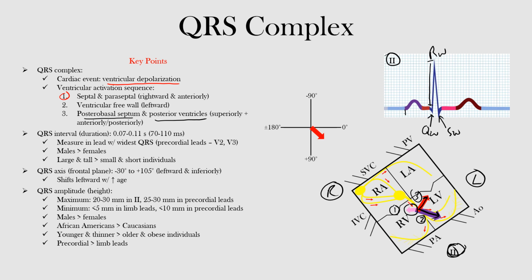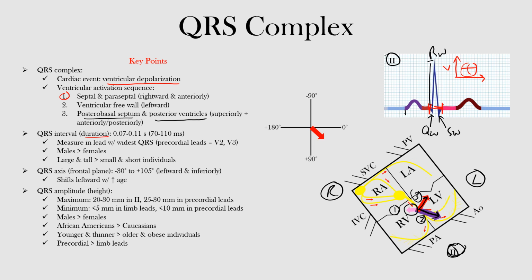So what do we mean by that? We mean from the beginning of the complex, right here, until the end, and we're measuring the duration. Remember, when we go left to right, we're measuring time. As we go up and down vertically, we're measuring voltage. So time as we go across, and that's why we're measuring this duration. Also known as the QRS interval, you'll hear it as.